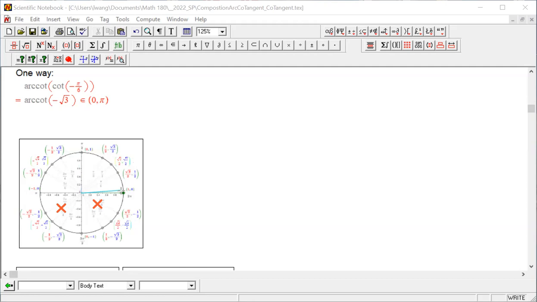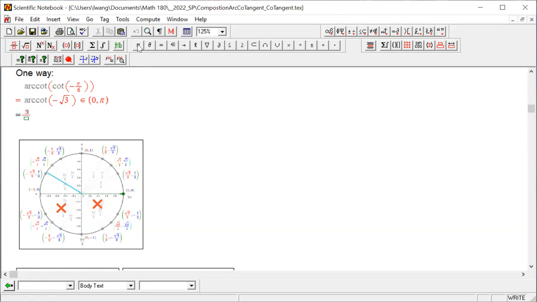ratio is going to be measured counterclockwise, because the range for arc cotangent is from 0 to pi, which tells us the angle must be measured counterclockwise because they are positive. So this terminal corresponds to the angle that's inside the range, and that angle, of course, is 5 pi over 6. All of this information that we talked about earlier will come to our rescue.